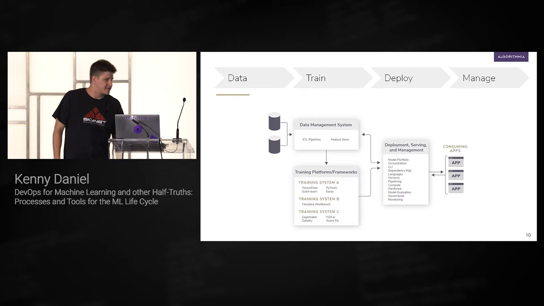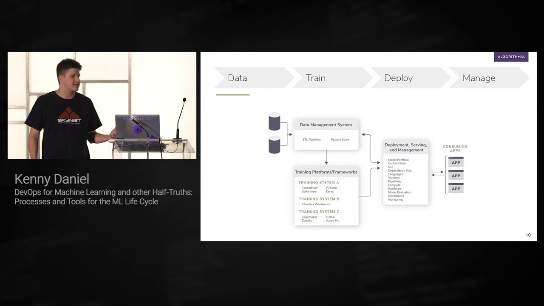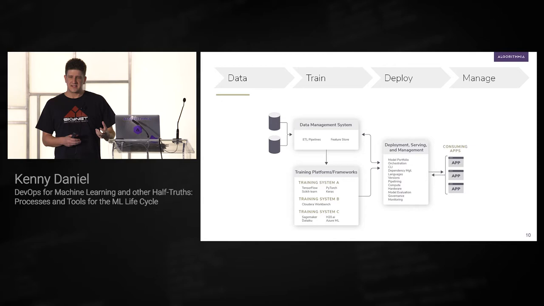So let's break down the phases of the machine learning lifecycle and look a little bit more deeply into each one of them. It's not usually just going to be one monolithic system. It's going to be a combination of a number of parts that go into it. And there's very different characteristics in each of these phases. So it makes sense to choose the best tools for each part of the job.